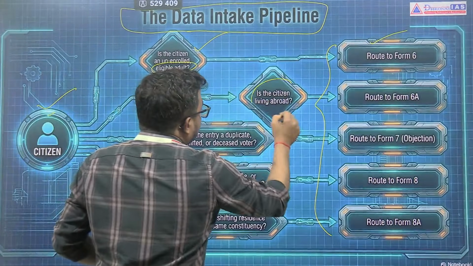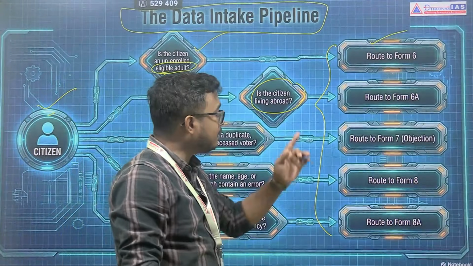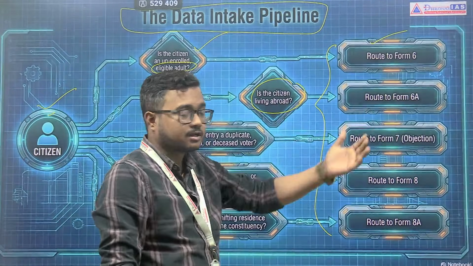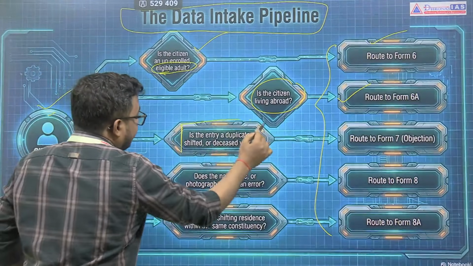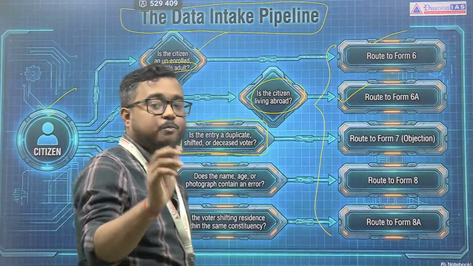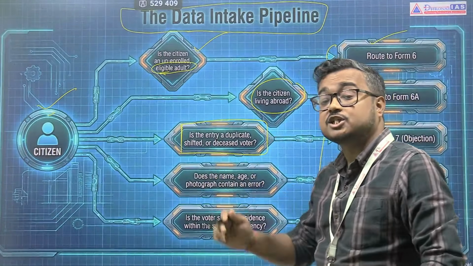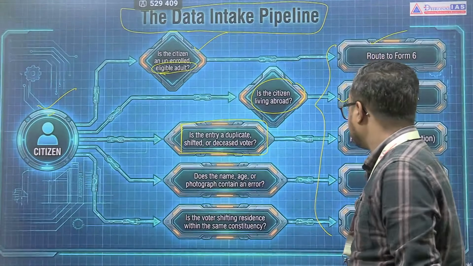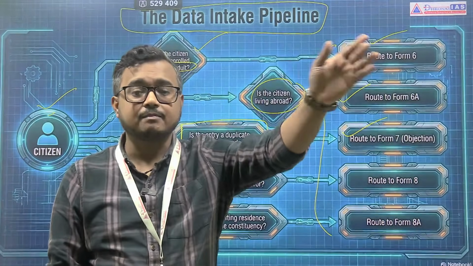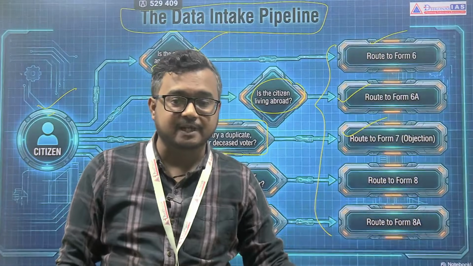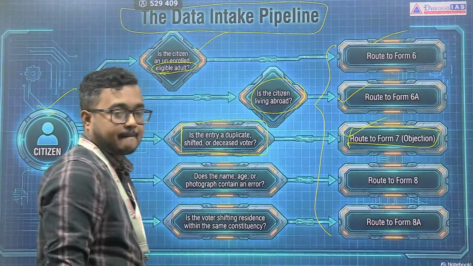Now, if you are Indian, a citizen, but you are living abroad, you are living in some other country, Form 6. Now, suppose there is an entry of a duplicate voter. There is an entry which is, suppose, of a deceased voter or shifted voter. I have to correct it. So, Form 7. You have seen that his name is there, but you know that he has shifted from this place. So, you can object through Form 7.